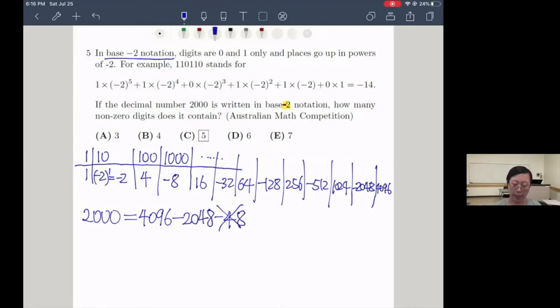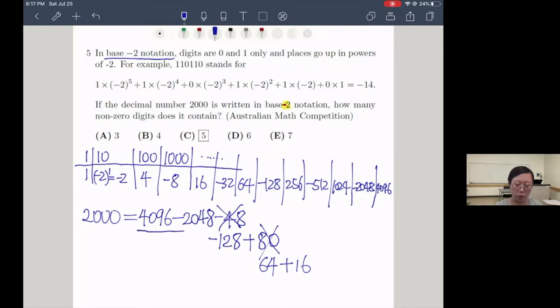Okay, so I see that (-2)^8, that one is the closest. And to make -48, I need 80, right? But 80 is not there either. How can I make 80? So I see that I can use 64 and 16. Okay, now I'm good. All the numbers are in the system.